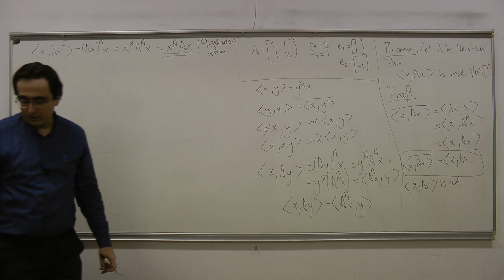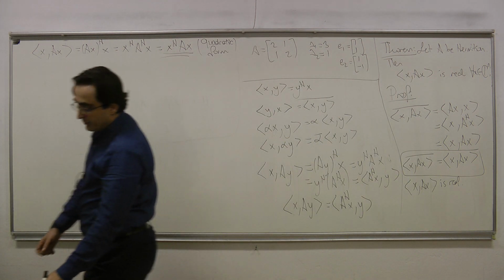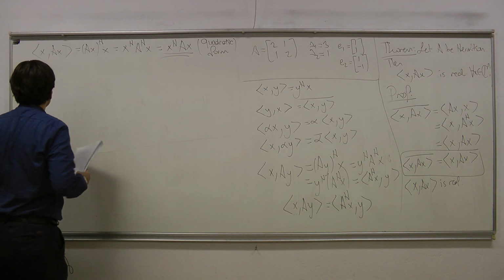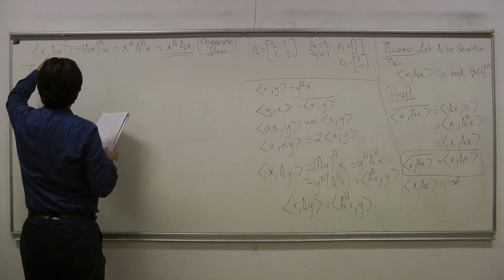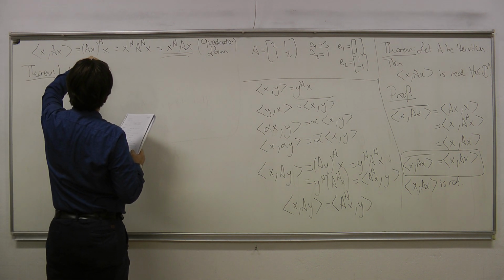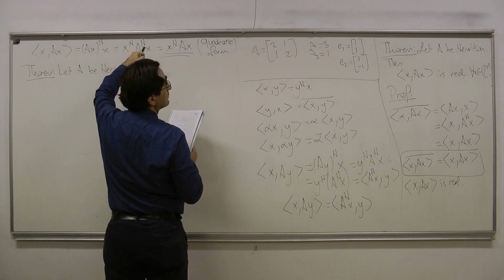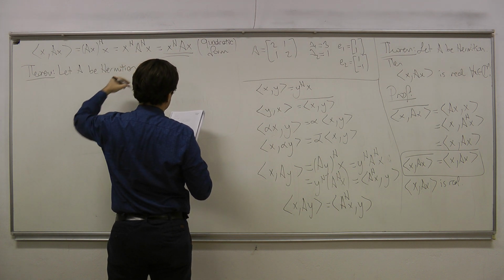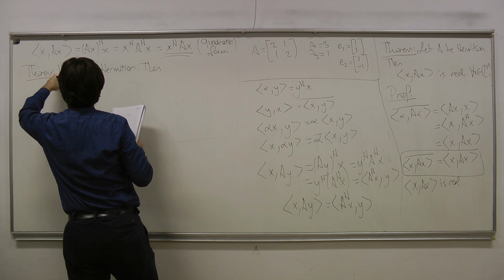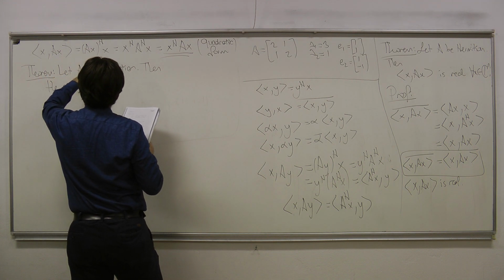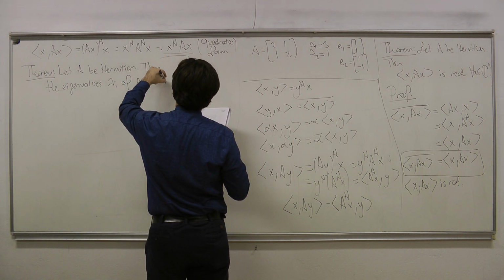So now we can go into other properties of the Hermitian matrix. Now we can start with the eigenvalues theorem. Let A be Hermitian. Then the eigenvalues lambda i of A are real.